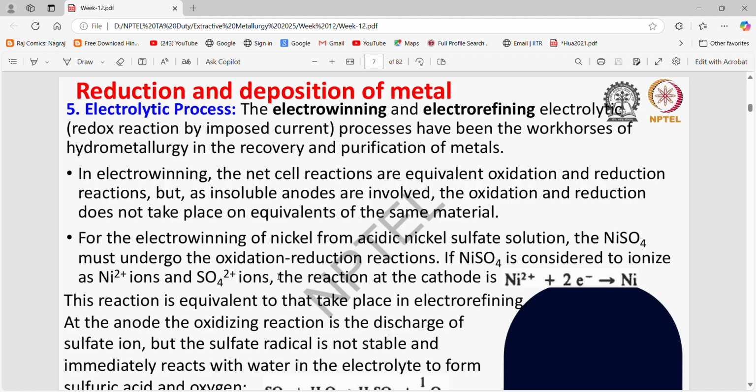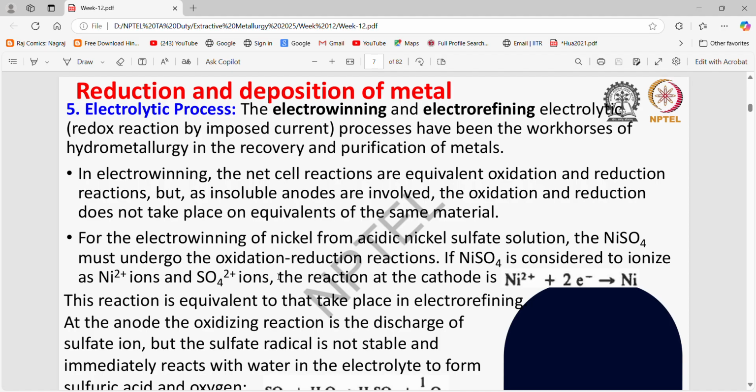In electrowinning, the net cell reactions are equivalent oxidation and reduction reactions, but as insoluble anodes are involved, the oxidation and reduction do not take place on equivalents of the same material. So there are two different things: one is electrowinning, one is electrorefining. As the name suggests, electrowinning is a combination of two words, electron and winning. So we are trying to win the electron from the particular solution.